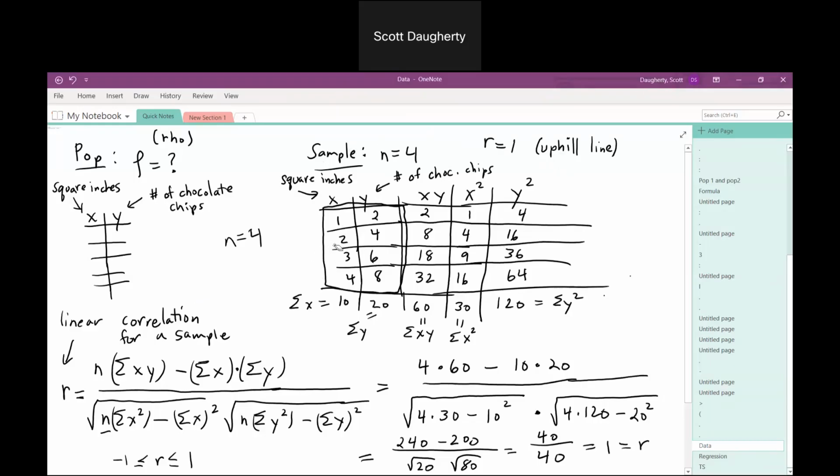And then we got a 2 by 2 inch square cookie and found there were four chocolate chips in it, then a 3 inch square cookie had six, and a 4 inch square cookie had eight. Essentially, we sampled four different size cookies, and we counted how many chocolate chips were in each of those, right? So X represents the size of the cookie in square inches, and Y represents the number of chocolate chips in that particular cookie. And so we have what's called bivariate data.